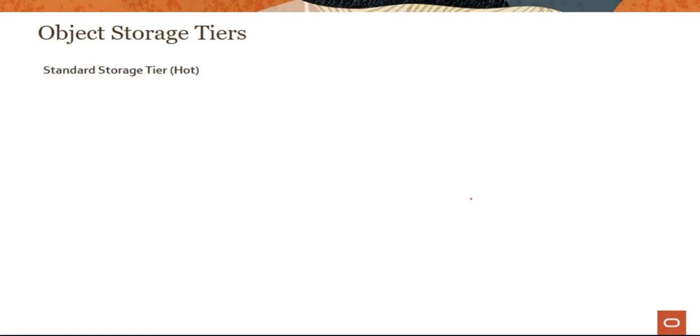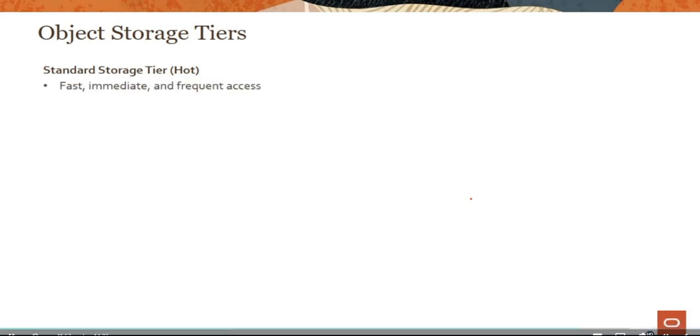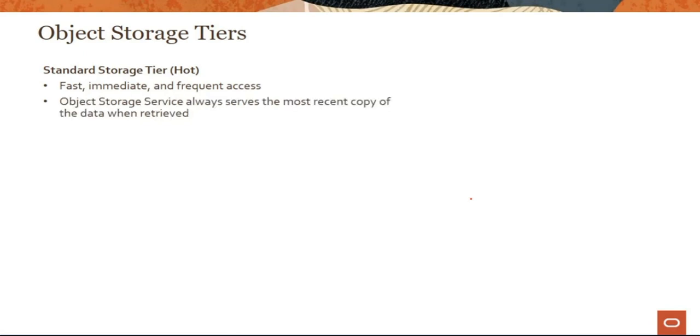So we talked about the object storage tiers, right? So what are the tiers which OCI object storage supports today? The first tier is the standard storage tier. It's also referred to sometimes as the hot tier. This is where you store your data and you get fast, immediate, and frequent access. You can retrieve your data instantaneously. It always serves the most recent copy of data when retrieved. Why? Because we support strong consistency.